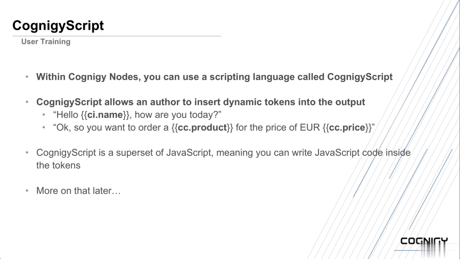Within Cognigy nodes, you can use a scripting language called Cogniscript. Cogniscript allows an author to insert dynamic tokens into the output. We'll discuss more about this later. Cogniscript is a superset of JavaScript, meaning you can write JavaScript code inside the tokens.